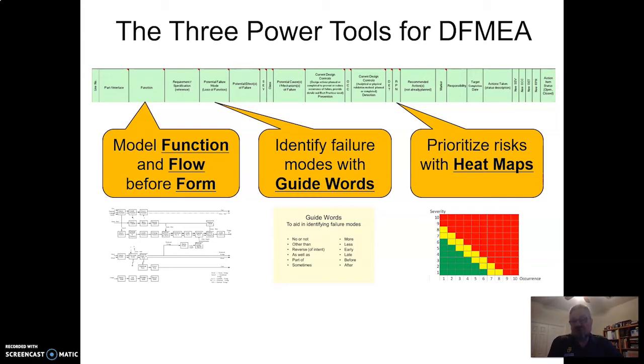Second power tool is identifying failure modes with guide words. This will be covered in a later lecture. You'll recognize that slide again when you see it. The idea here is to use a structured set of words to think about how a function could fail. This is the technique I mentioned earlier in the ignition switch series, where I'd be borrowing some information from the book Nancy Leveson's Engineering a Safer World, which I continue to plug.